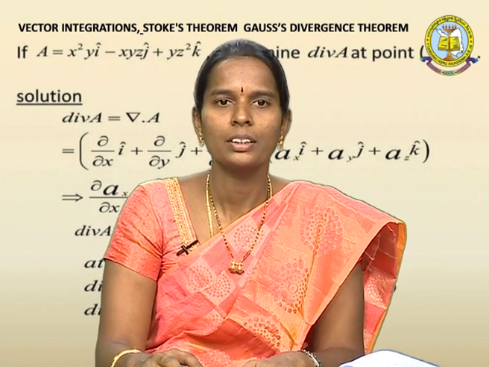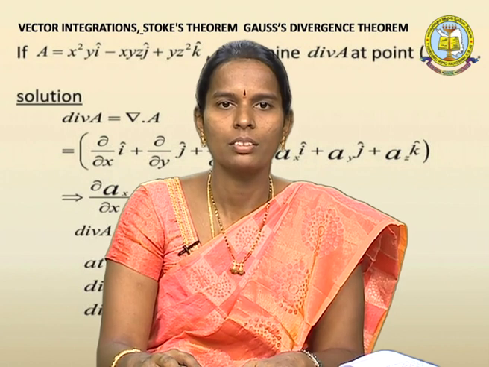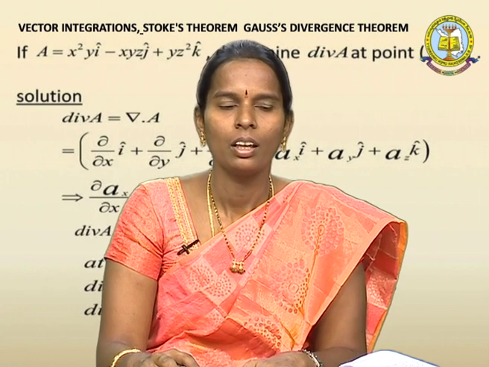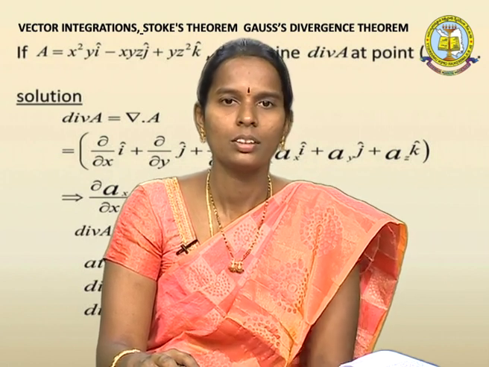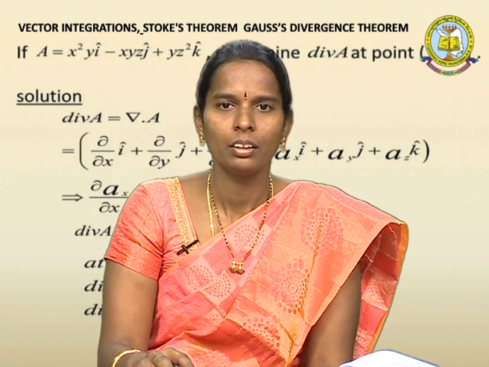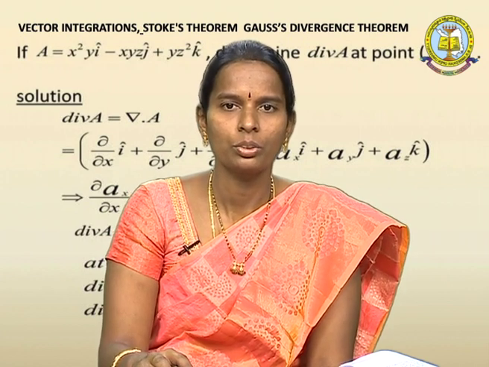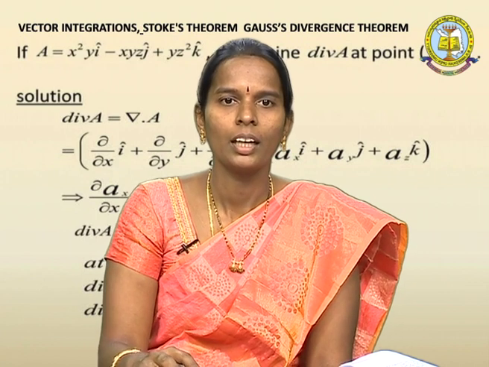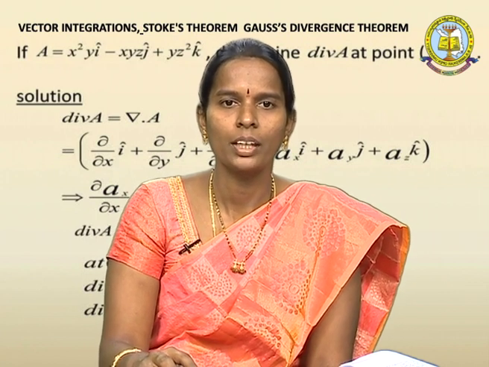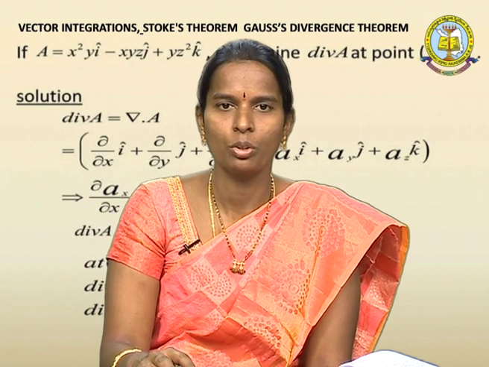If phi of x, y, z is equal to 3x squared y minus y cubed z squared, find del dot phi at the point 1, minus 2, minus 1. Del is equal to i into dou by dou x plus j into dou by dou y plus k into dou by dou z.